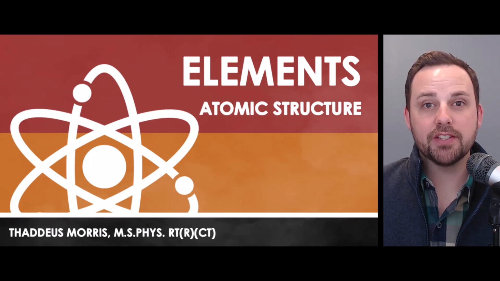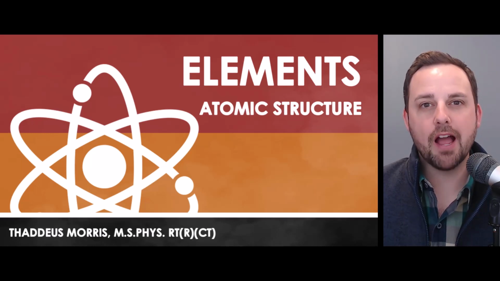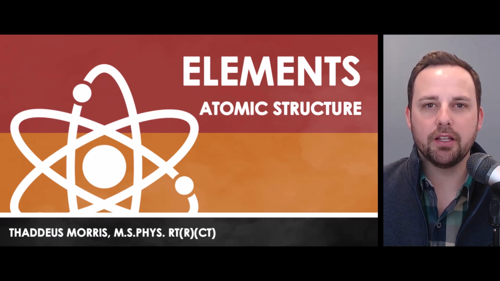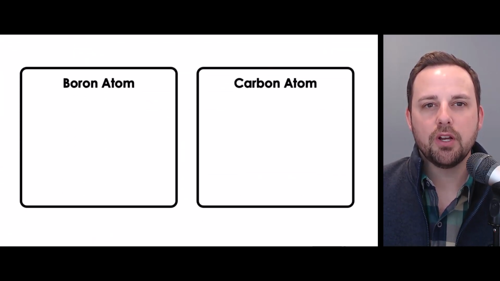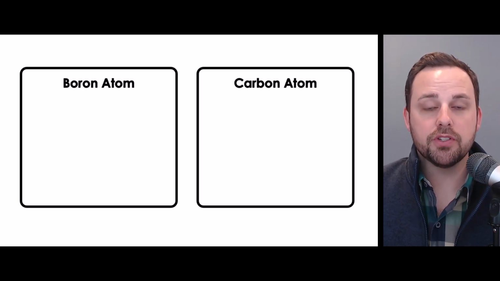In this chemistry lesson, we'll be practicing drawing the atomic structure of some simple elements. We'll start with these two. We'll draw a boron atom and then a carbon atom. If you think you can do this on your own, feel free to pause the video and then I'll show you the correct way of drawing the atomic structure.